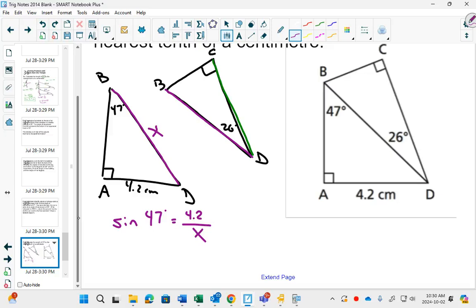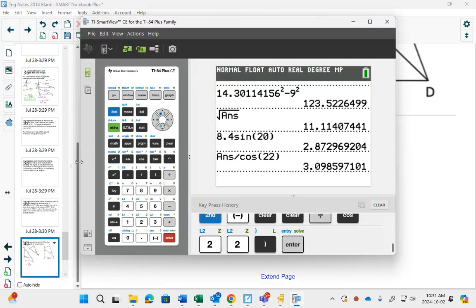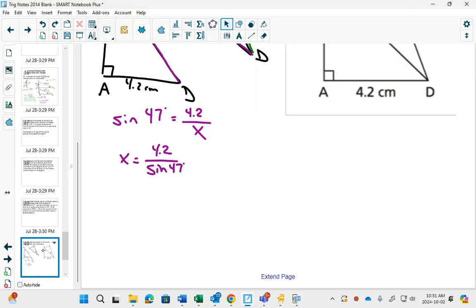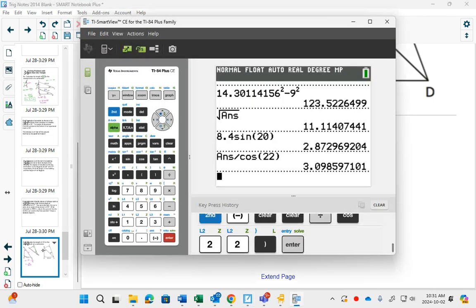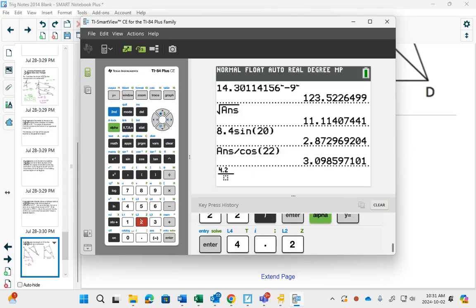And then, again, if it makes sense to you, go right to this step. Since the x is in the denominator, you'd have to multiply both sides by x to get rid of it out of the denominator. Then divide both sides by sine of 47. Type this into our calculator. 4.2. Divide by sine of 47.